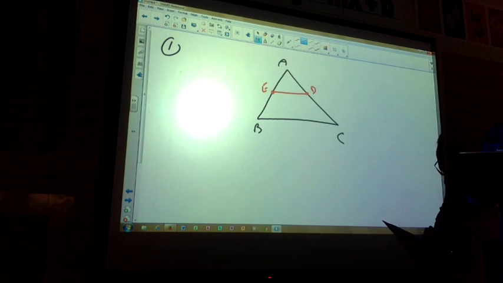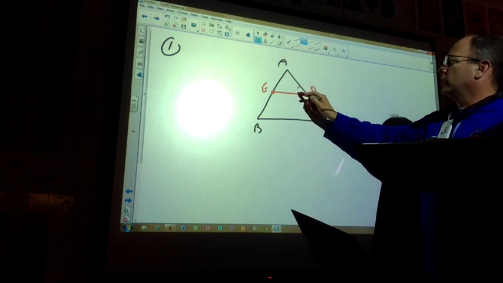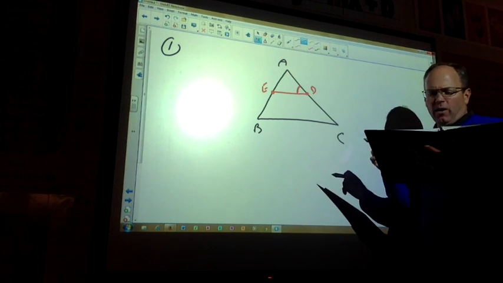Okay. What is DE called? The mid-segment? Right? Measure angle ADE. So I'm measuring this angle. Did someone get a number for me roughly?